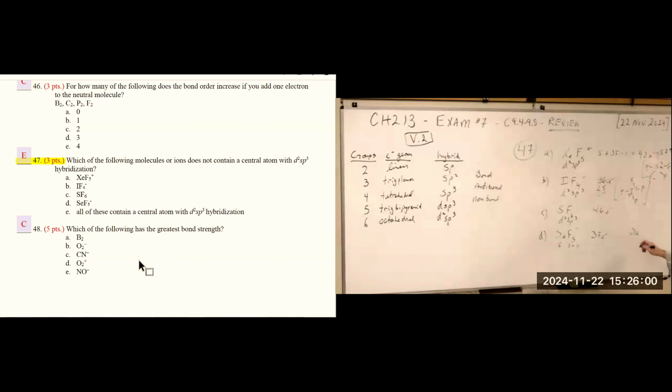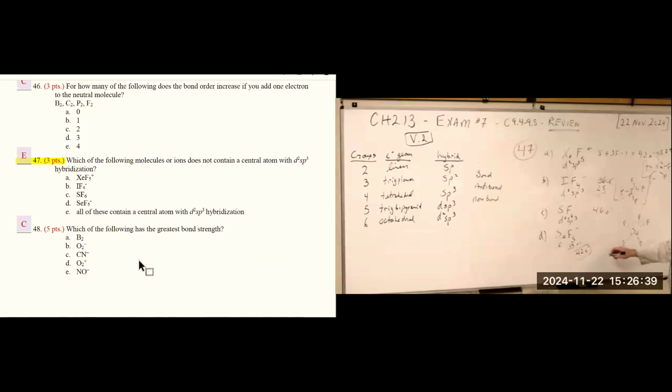Se and 5 fluorines. 2, 4, 6, 8, 10. That'd be 27 left over, if I counted that right. 6. Oh, I didn't count it right. Hold on a second. Five times 7 is 35. Plus 1. 42. There we go. 42, that'll work better.